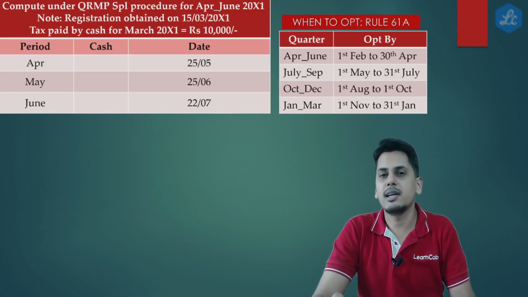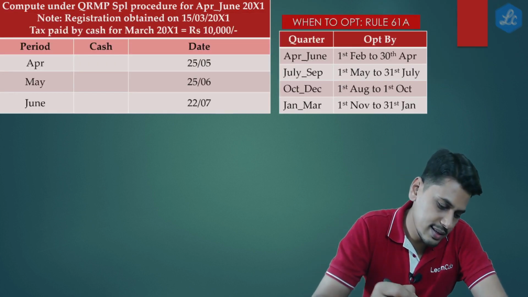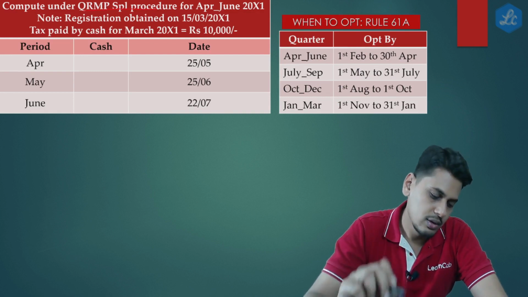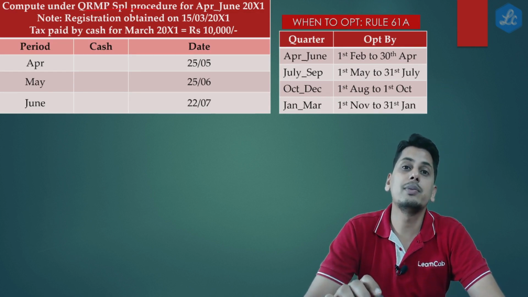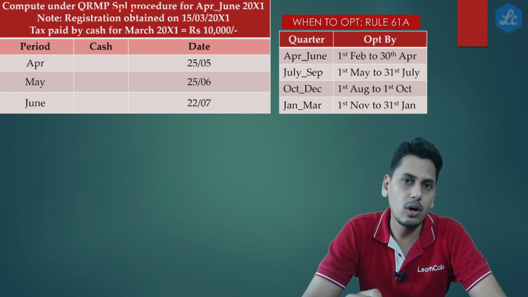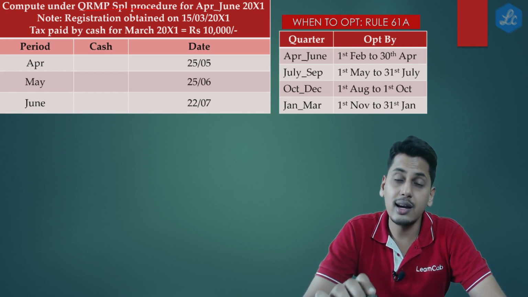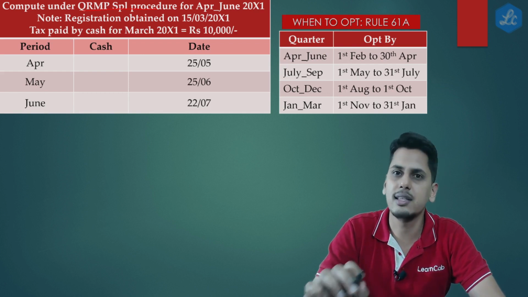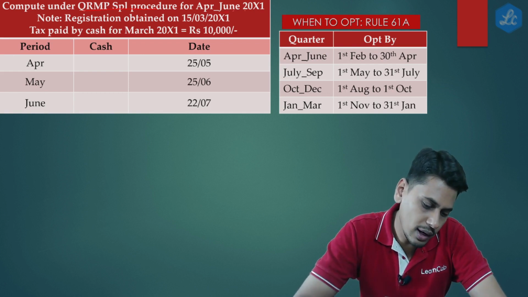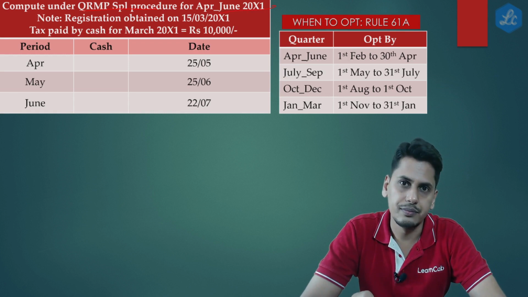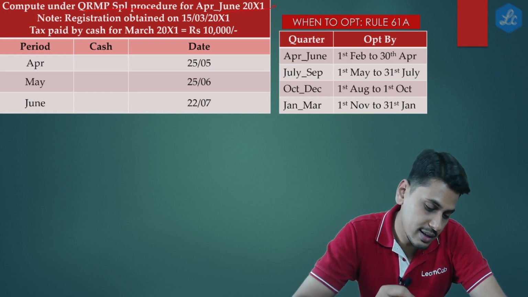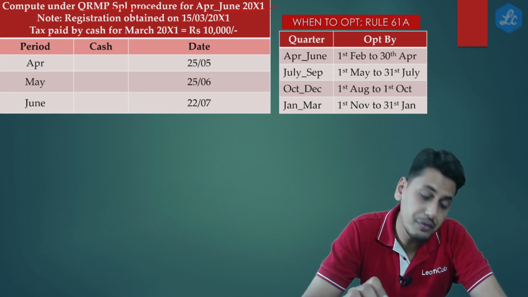Now friends, let's take an example. Let's say you need to compute the amount which needs to be deposited in the electronic cash ledger under the fixed sum method for the first and the second month. The quarter is April, May, June. Now friends, registration was obtained on 15th of March.